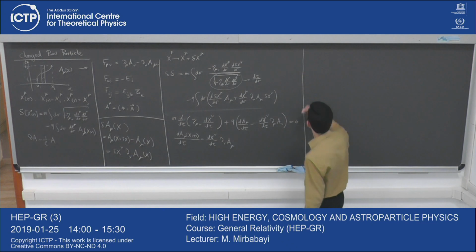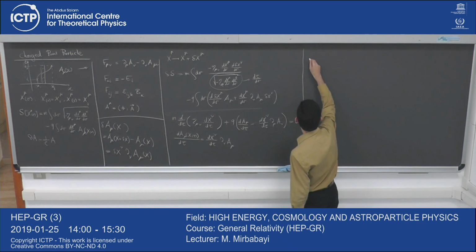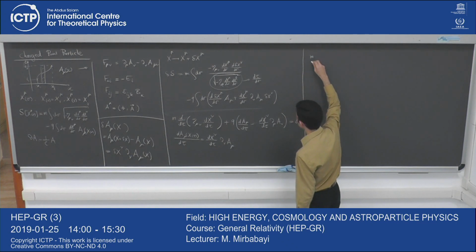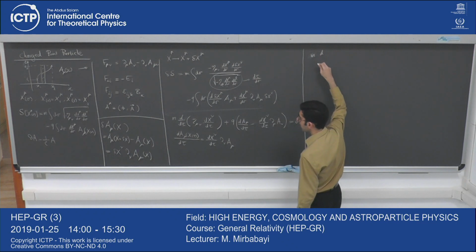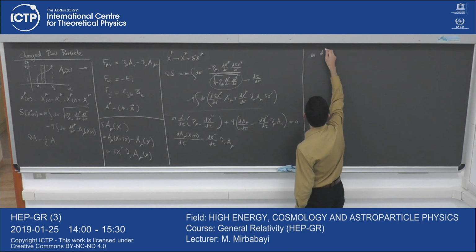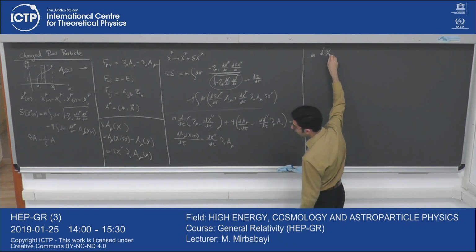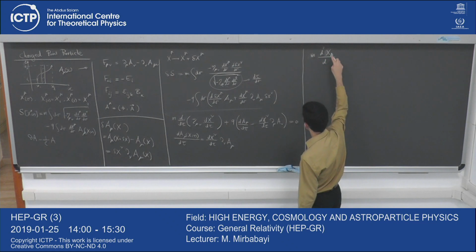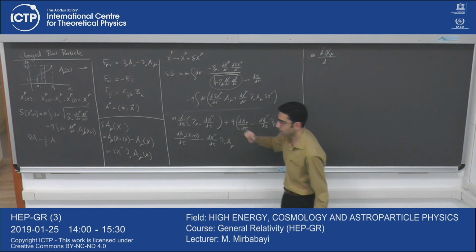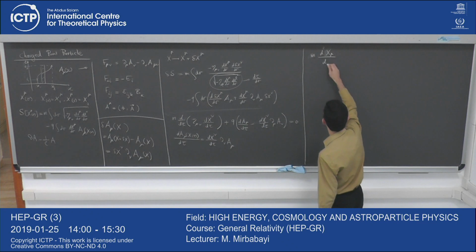So what does it give me? It tells me that m times d squared x, okay, sorry, I introduced this x mu with lower indices, which is just a tau mu nu times x nu but with upper indices.